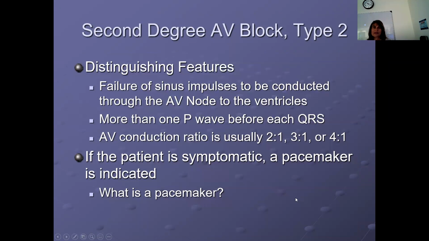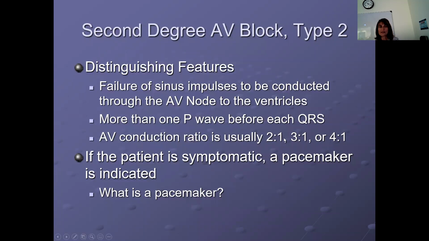All right, so that was second degree type 1. Now there's another one, second degree type 2. It's failure of sinus impulses to be conducted through the AV node to the ventricles. And what you'll see is that you have more than one P wave before each QRS. So it could be P wave, and then a QRS, or P wave, and then a QRS. So that's where it's mentioning the conduction.